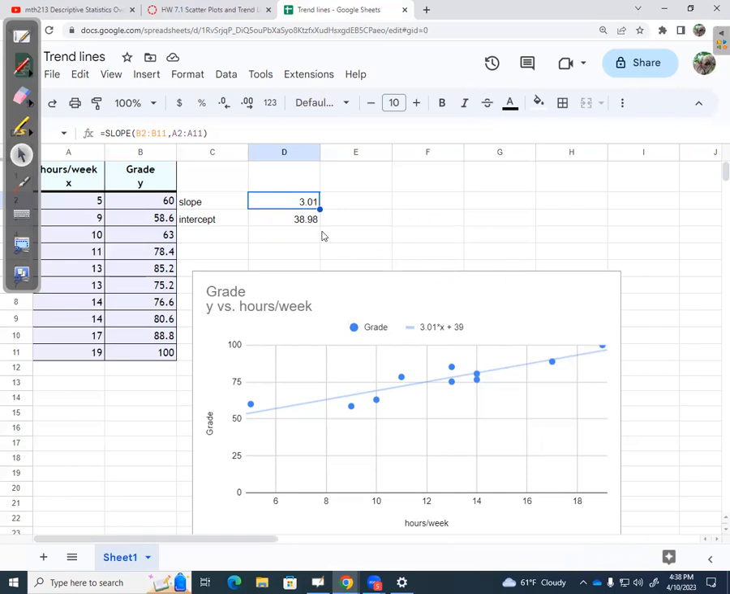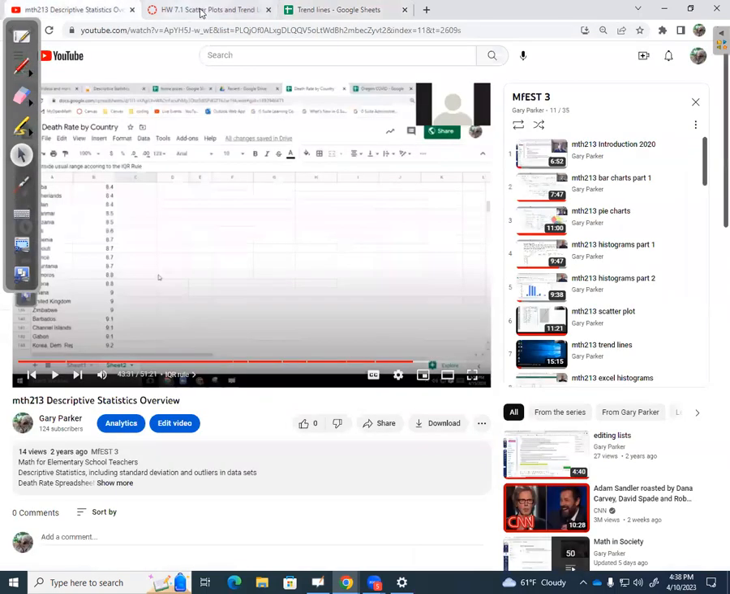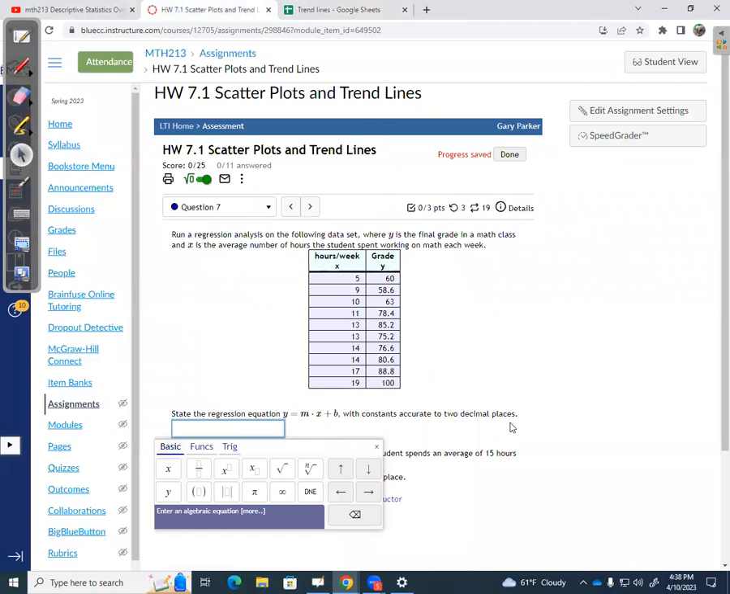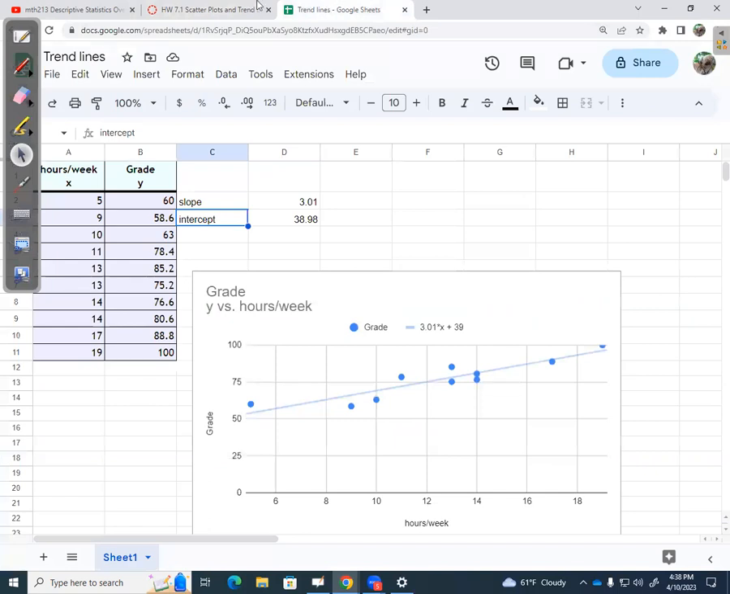If you need more decimal places, that's when it's important to use that slope command and the intercept command. But for this problem right here, there we go. The regression equation to 2 decimal places would be y equals 3.01x plus, I think mine was 38 point, it's not 3.8, 38.98.